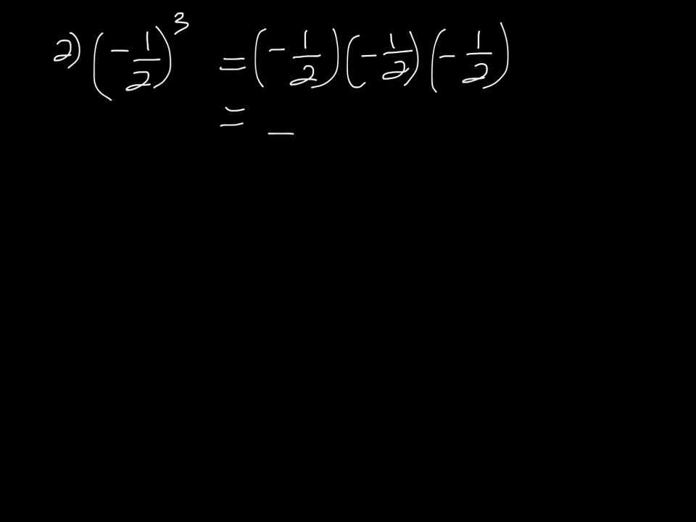So I'm just multiplying the numerators. 1 times 1 times 1 is 1. And then I'm multiplying the denominators. 2 times 2 is 4, and 4 times 2 is 8. And that's it. A -1/8 is the answer. And then let's try number 5 with negative exponents.